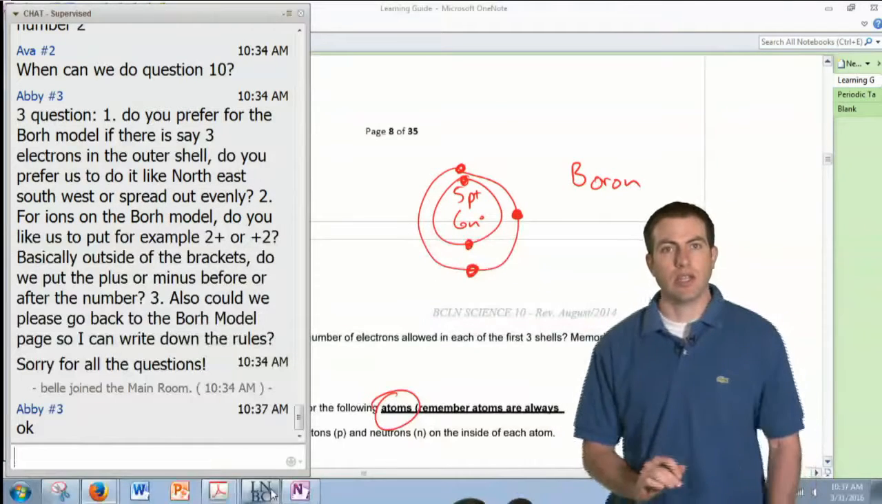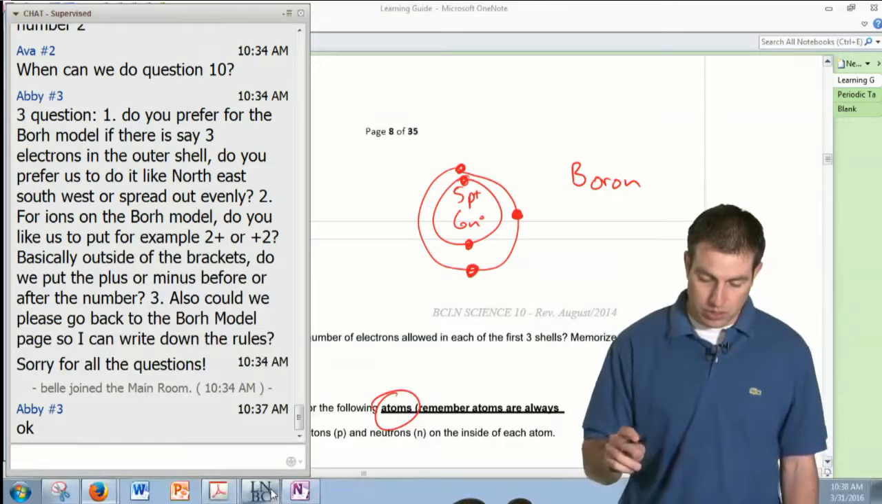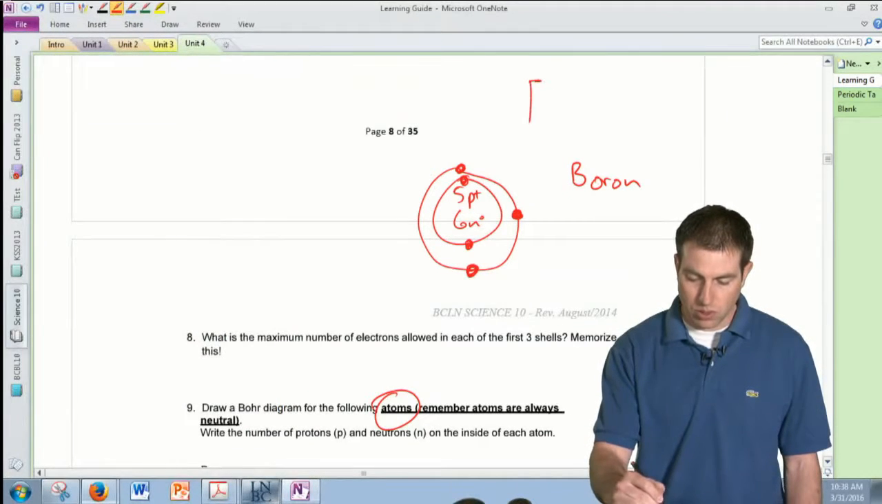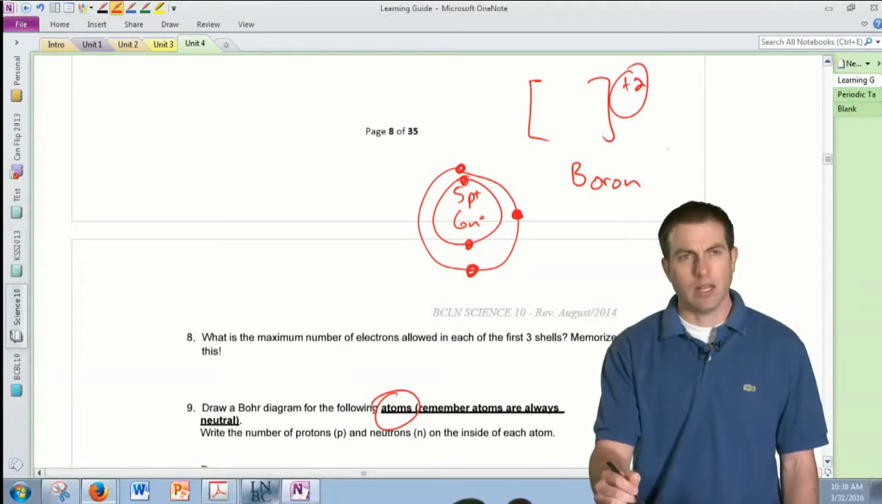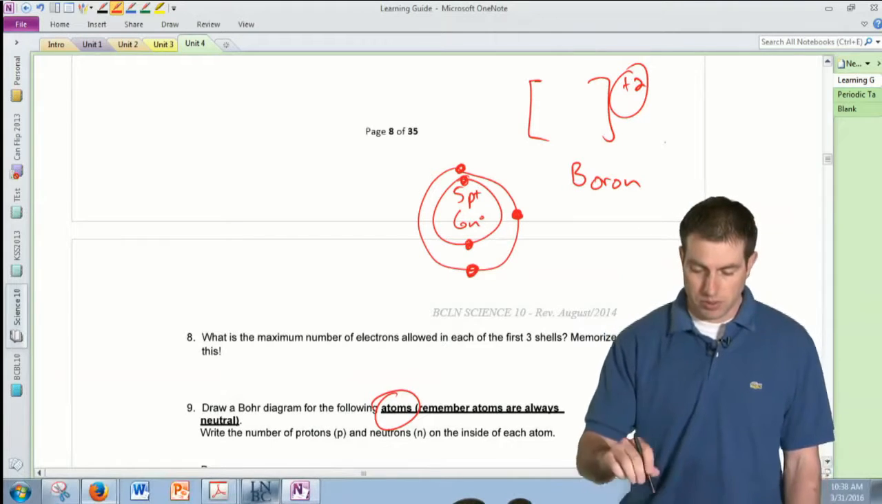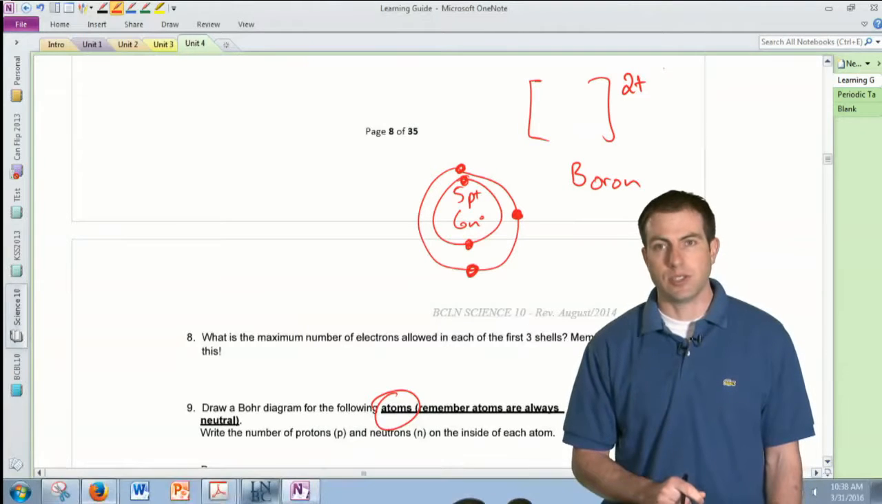Again, it's just whatever is most natural for you. If I were to write in a Bohr model, I always go plus 2. I'll always write it like that. It's just a habit. That's how I've always done it. In some textbooks, you'll see it as plus 2. Sometimes you'll see it as 2 plus. It just depends on the textbook.